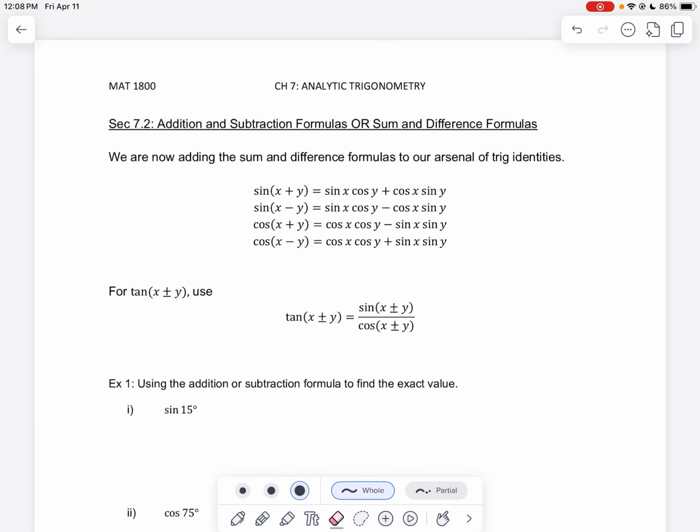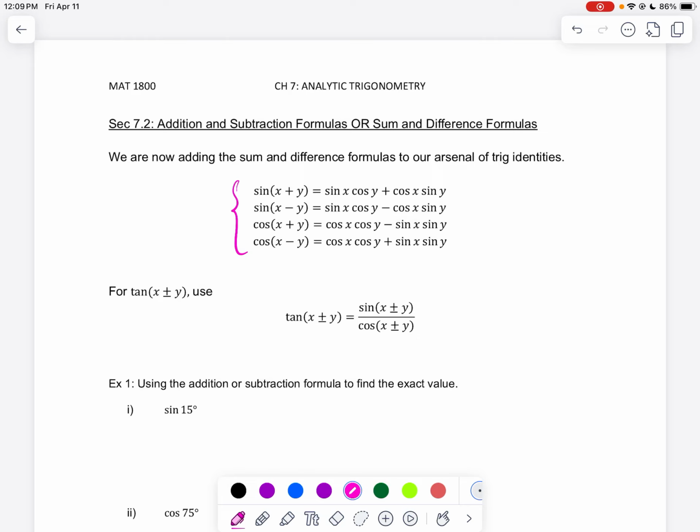Continuing with chapter 7, we are now looking at section 7.2, which is basically devoted to these 4 formulas. We call them sum or difference formulas. So you can see there is a formula for expanding sine of x plus y, meaning the sum of two angles, sine of the difference of two angles, cosine of the sum of two angles, and cosine of the difference of two angles.